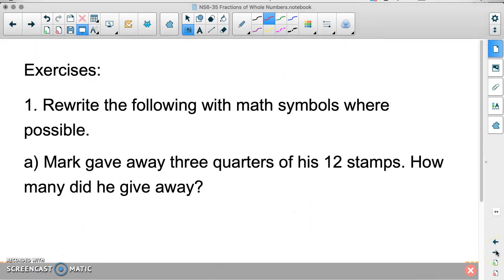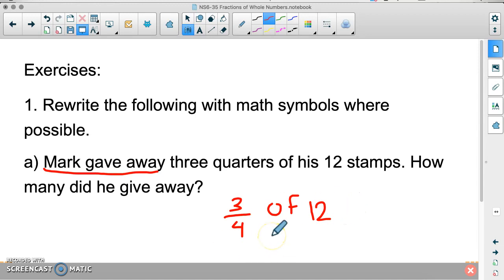Using those math symbols that we came up with from the previous slide, I want you to rewrite the following with the math symbols where possible. So Mark gave away 3/4 of his 12 stamps. How many did he give away? So Mark gave away, there's no symbol for this. He gave away 3/4 of his 12 stamps. So how many did he give away?